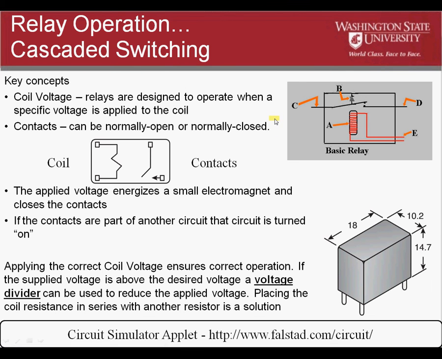Okay, let's take a look at relay operation and the idea of cascaded switching. Relays are generally used to trigger actions between systems. For comparison, when a household light switch is closed, the energy or current needed to power the lamp passes directly through the switch. In contrast, the garage door opener button usually energizes a small relay that powers the motor that opens and closes the garage door. This is an example of cascaded switching.